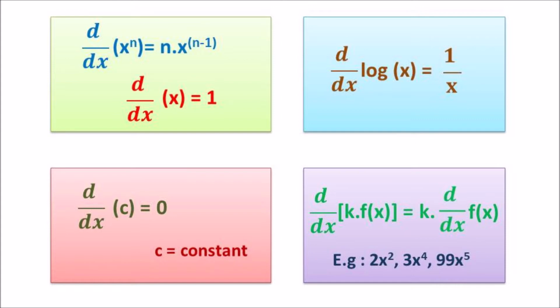The next is an important point, derivative of a constant, that is always 0. For example, pi, log 200, etc. are constants. Derivative of them will be 0.